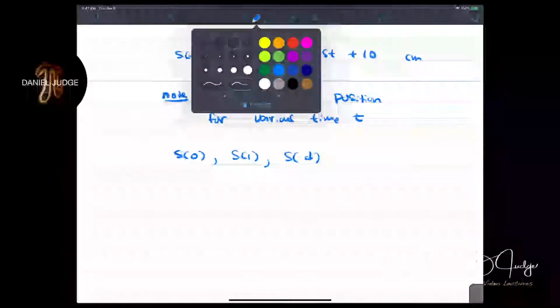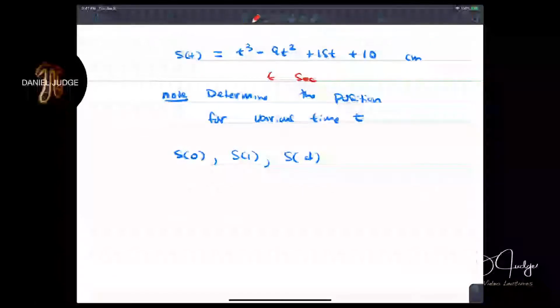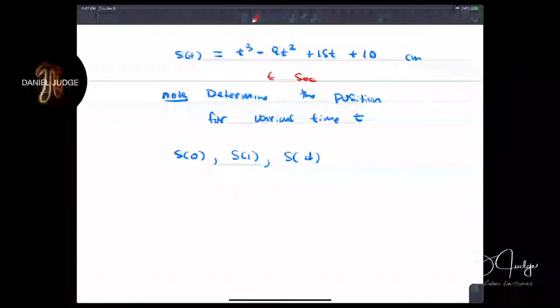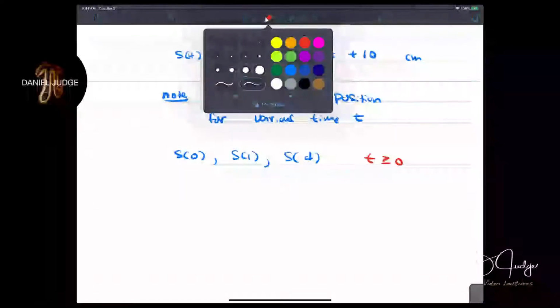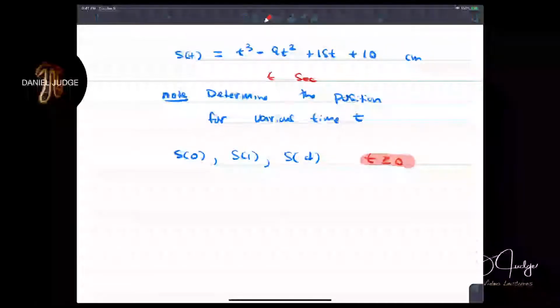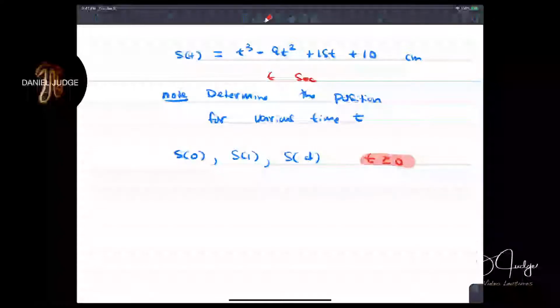Now, I want to say to you guys, if you're talking time, time is always greater than or equal to 0. So for position functions, this is always the case. Anybody have any questions on that? You have any questions for time? It's always going to be positive or 0. Time is never negative. We don't go back in time.